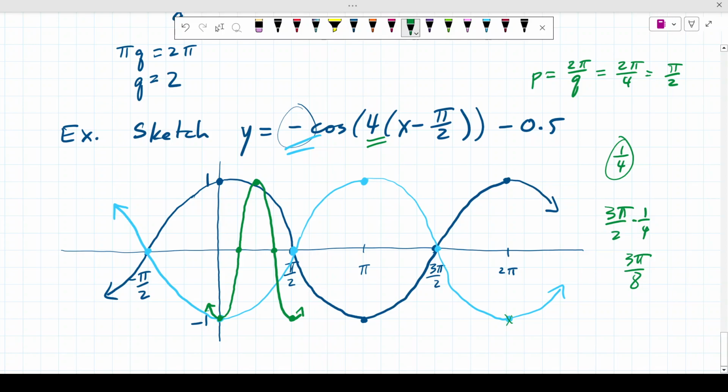Okay, now I'll do my shifting. What is being subtracted from x? Pi over 2. So that means that I'm going to go to the right pi over 2. So this point ends up here. This point ends up here. So in fact, just like the last example, this one's not going to have any meaningful impact on our final answer. And so on. And last but not least, we're shifting down by a half. So all the y values go down by a half.